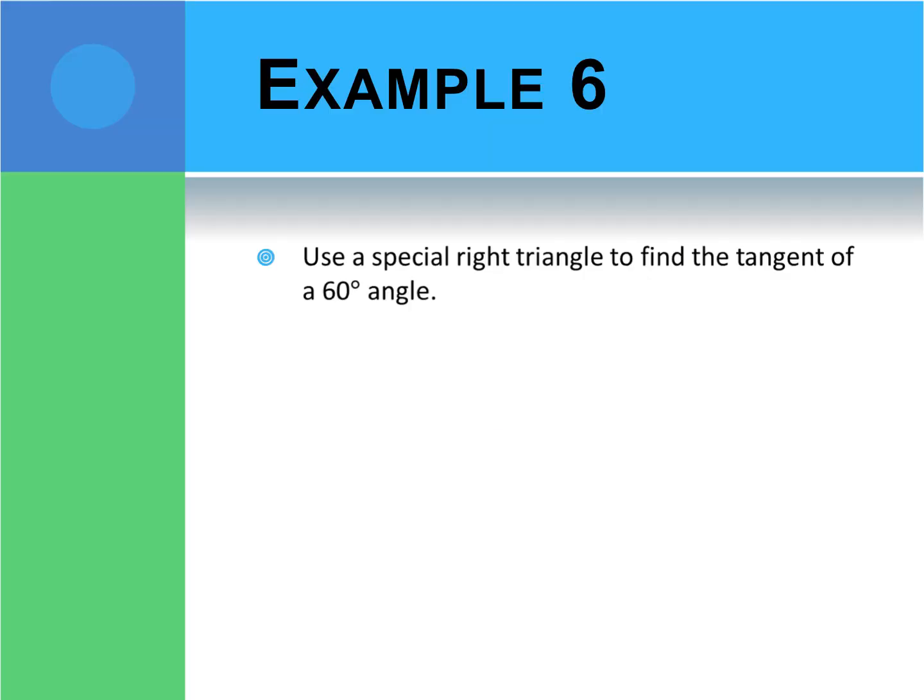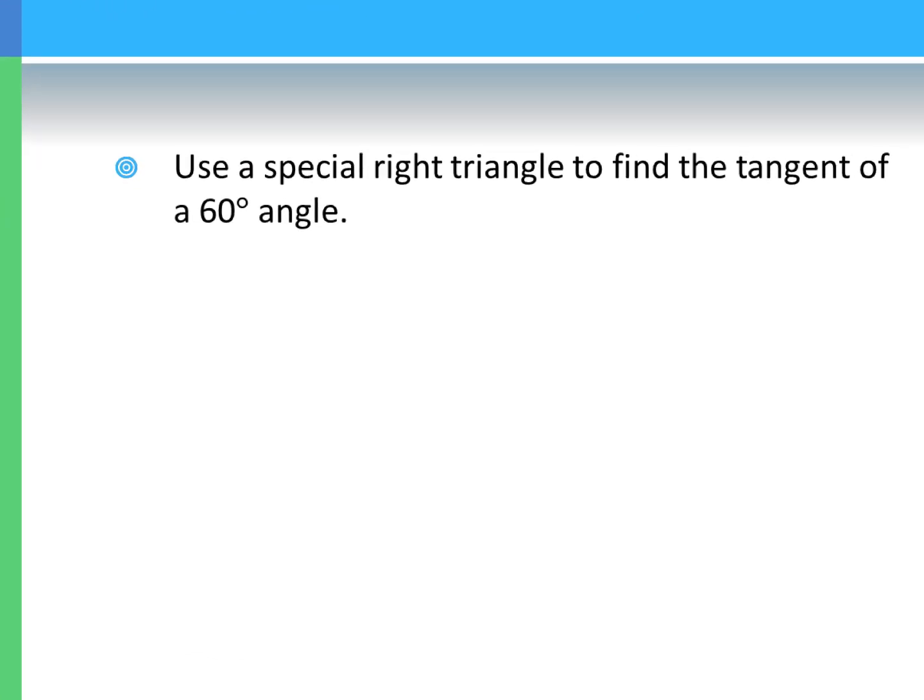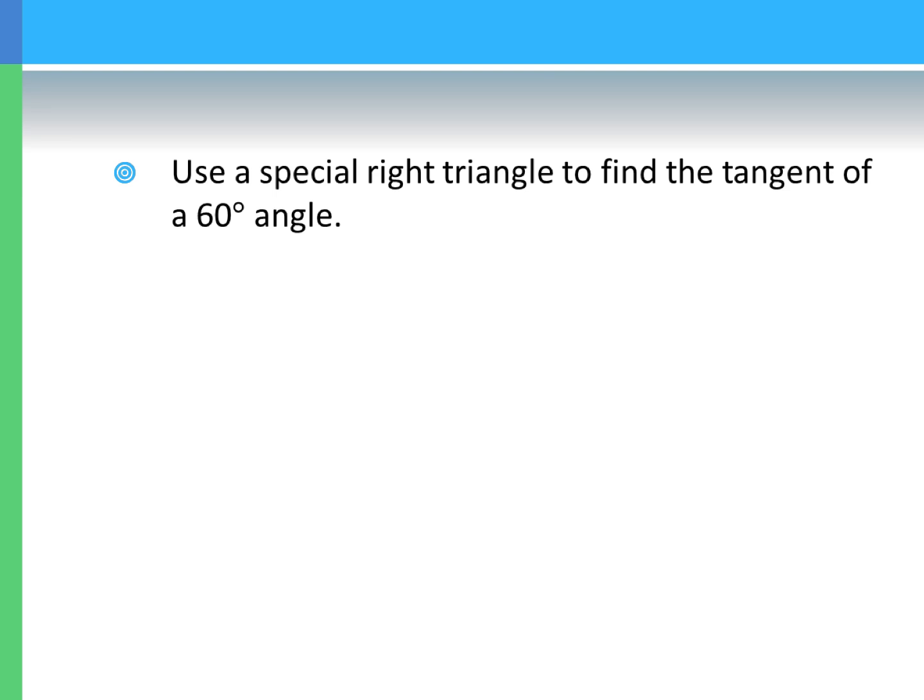All right, special right triangles. Use a special right triangle to find the tangent of a 60-degree angle. Please pay attention to these. You are required to write your answers as simplified radicals. You have to simplify your radicals. Please do not give me these answers as decimals. If you do, it's going to be wrong.